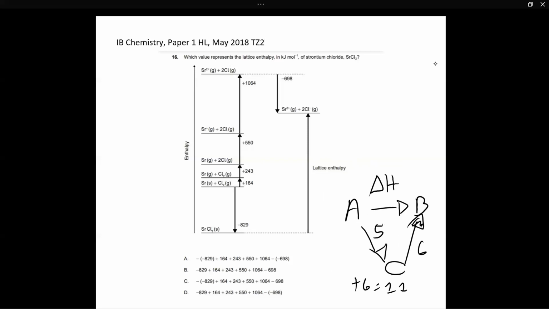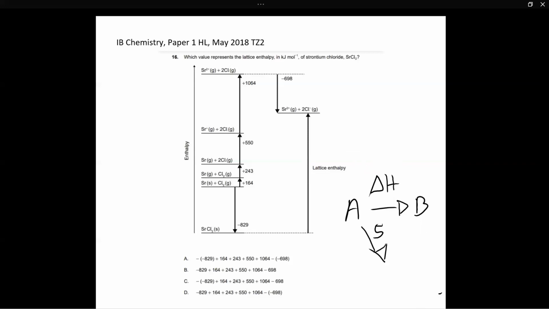So suppose I do something like this, right? If I do C to D, D to E, and then I take it to B, that's pretty confusing. It gets really messy over here, right? So that's why this Born-Haber cycle makes it so much simpler to use numerous types of enthalpies to get the final value.